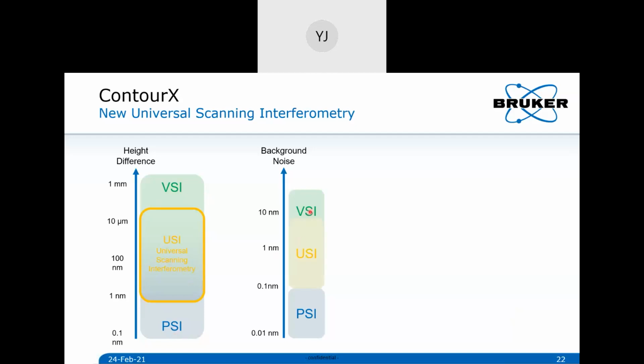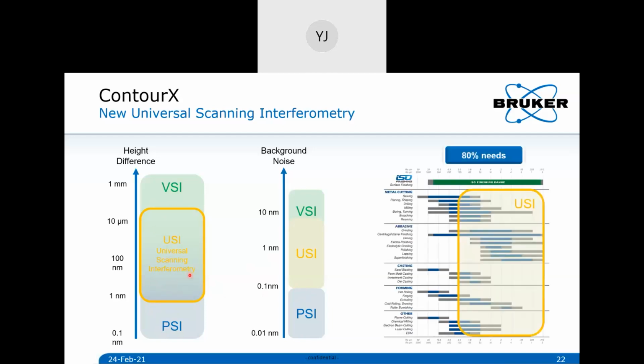And similarly, the background noise now falls down. So when you're doing USI mode, you can get very low noise, and at the same time have a much larger dynamic range, right? So if you look at different examples, you have a VSI, a USI. If you look at these different engineered surfaces from metal cutting, abrasive, etc., 80% of your needs can be met by just using USI, which is just easier. For very rough samples, you can still rely on the VSI, which is also available with the system to do the measurements.